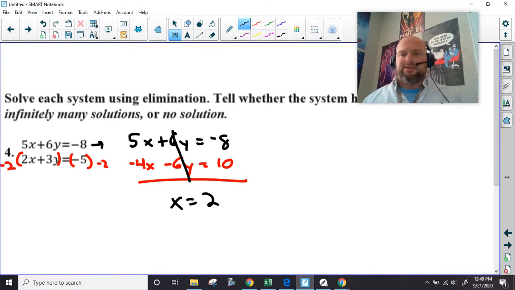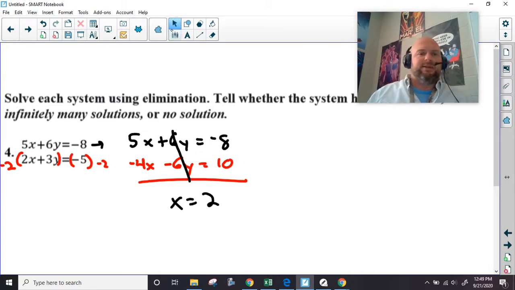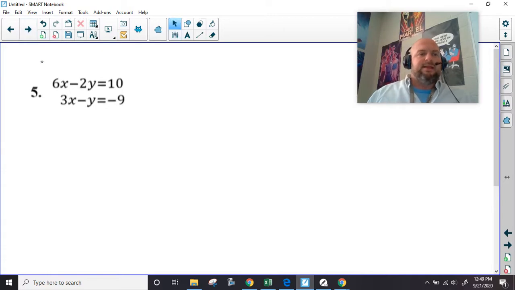Okay, for some of the rest of these, we're actually going to focus on what we're going to eliminate, because that's the main thing. All right, again, that's a multiple, that's a multiple. So it really doesn't matter what you want to get rid of. If you want to get rid of the x, or you want to get rid of the y.